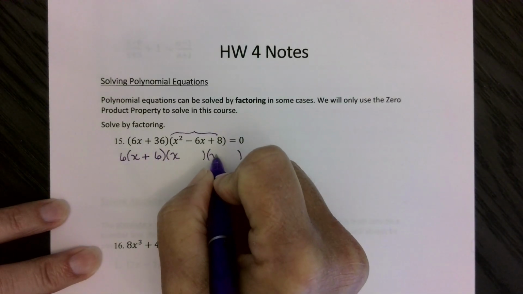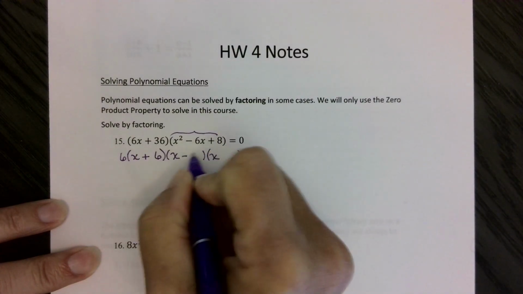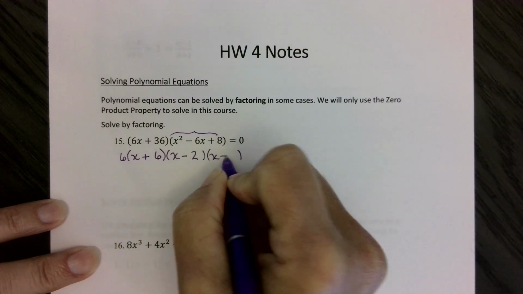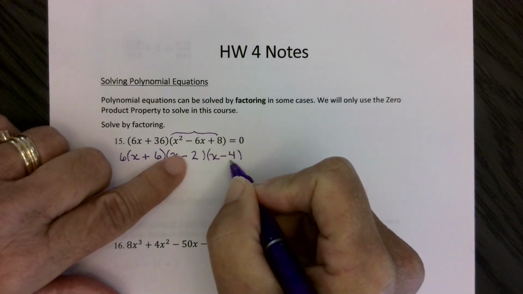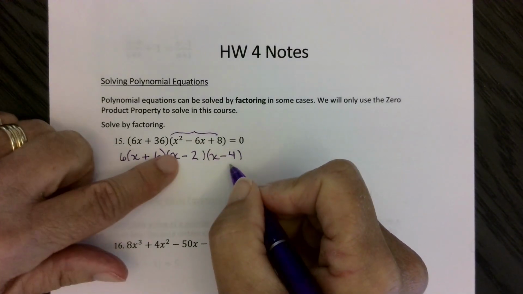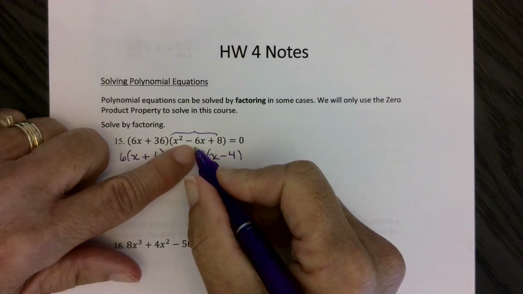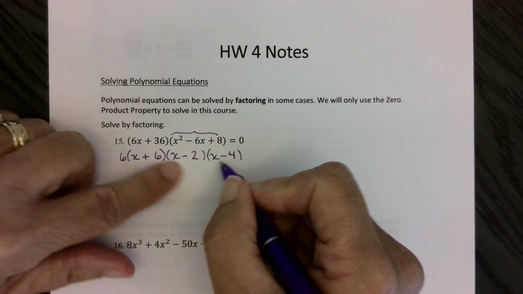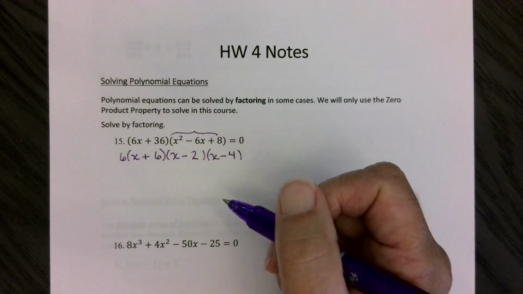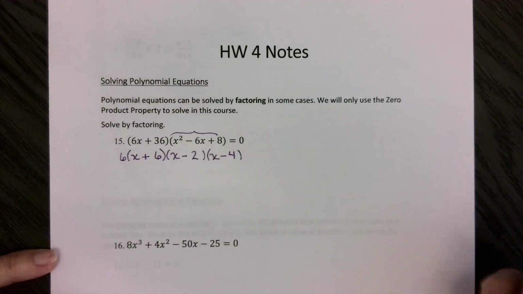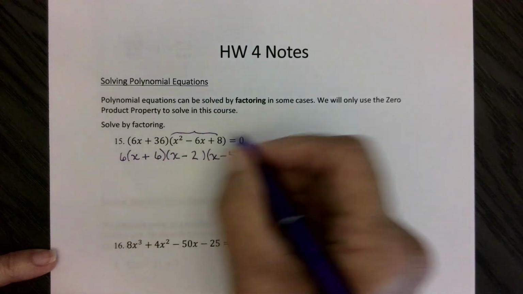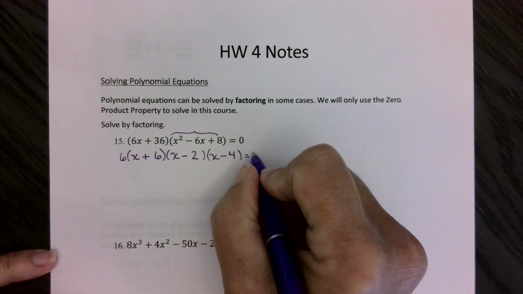x and x, minus 2 and minus 4. Negative 2 times negative 4 gives us positive 8. Negative outsides plus insides are going to give us negative 4x, negative 2x gives us negative 6x. So now we have this. This was factored, it just wasn't factored completely.